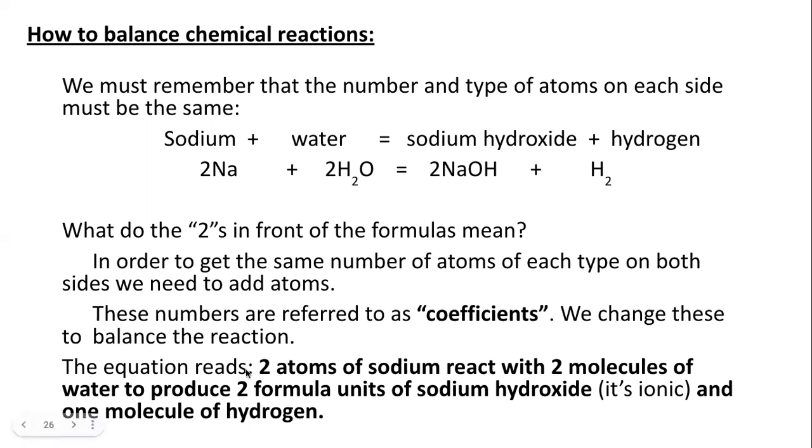So in the equation above, it reads that we have 2 atoms of sodium with 2 molecules of water to produce 2 formula units of sodium hydroxide. It's ionic, so we refer to these as formulas. So 2 formulas of sodium hydroxide and 1 molecule of hydrogen. This has 1, but we don't write 1 as the coefficient. So this is how you would read this reaction.